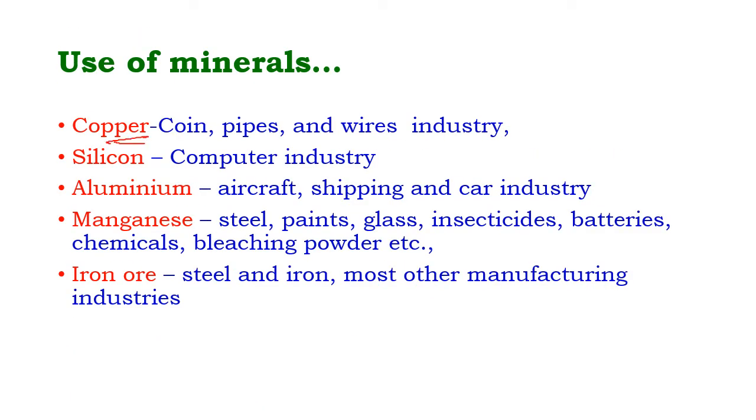Copper is used in the coin, pipes, and wire industry to make coins and pipes and wires. And then silica, which is used in the computer industry. Then aluminum, which is used in the manufacturing of aircrafts, shipping, and car industry. Then manganese. Manganese is used in steel, paints, glass, insecticides, batteries, chemicals, and bleaching powder manufacturing industries. And then iron ore. Iron ore is used in the industries like steel and iron and most other manufacturing industries.